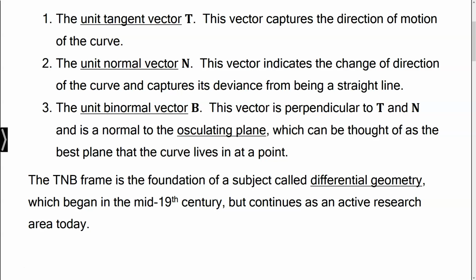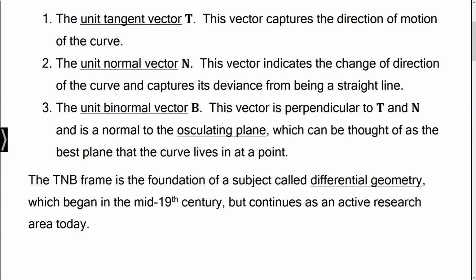And what this vector indicates is the change of direction. It tells you how the unit tangent is changing, and it captures how much the curve is failing to be a straight line. It's capturing the deviation from being a straight line. The curvature also captured the deviation from being a straight line, but it was strictly a numerical quantity. The unit normal actually tells you in what direction it's changing direction, if that makes sense. When we visualize this and look at some pictures of it, I think that'll make sense.